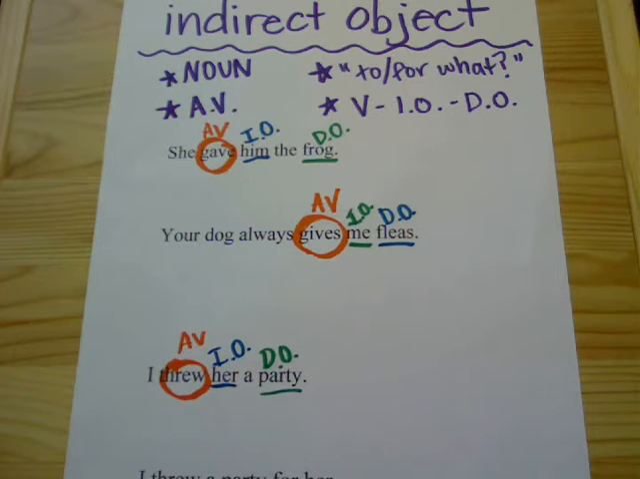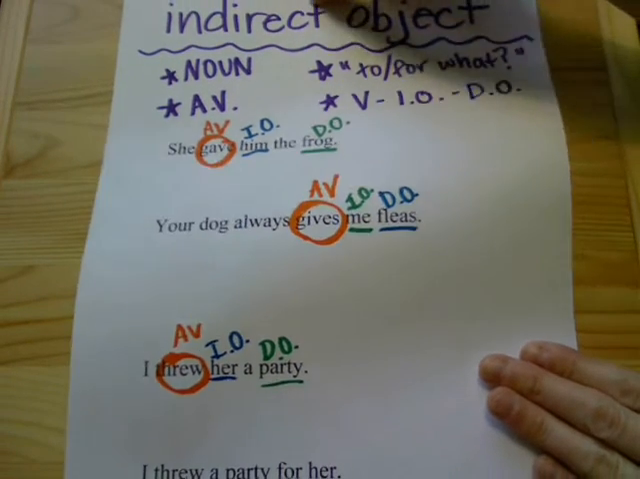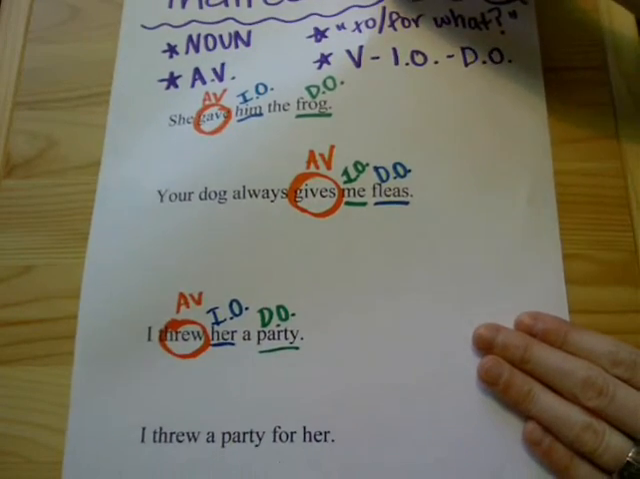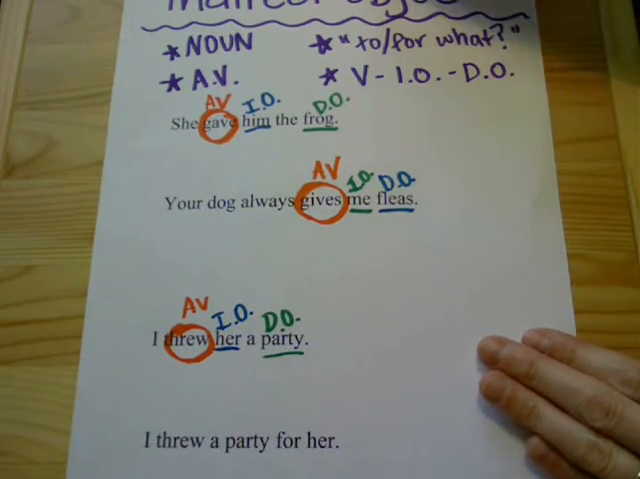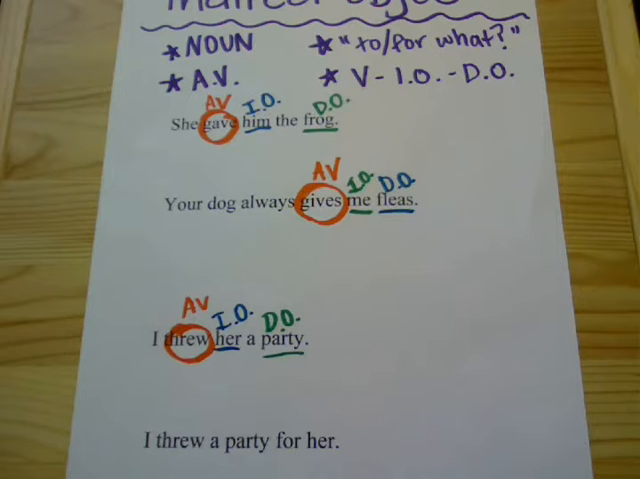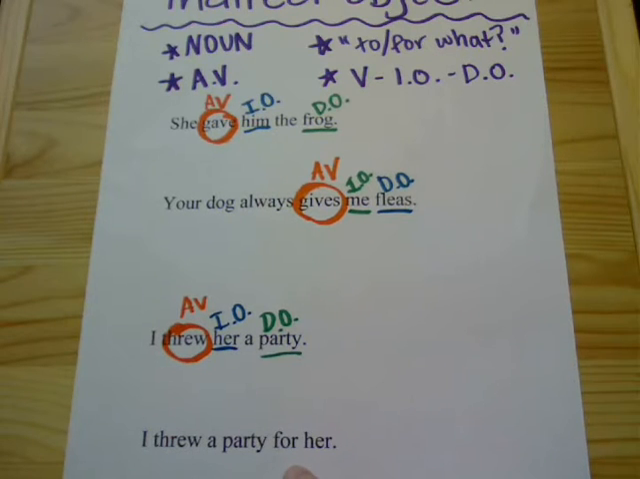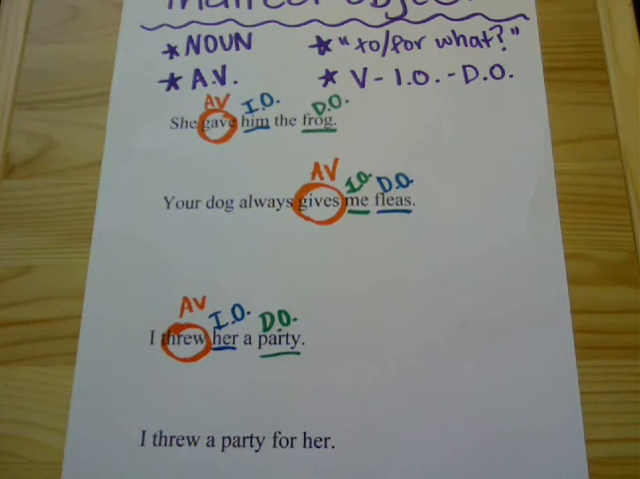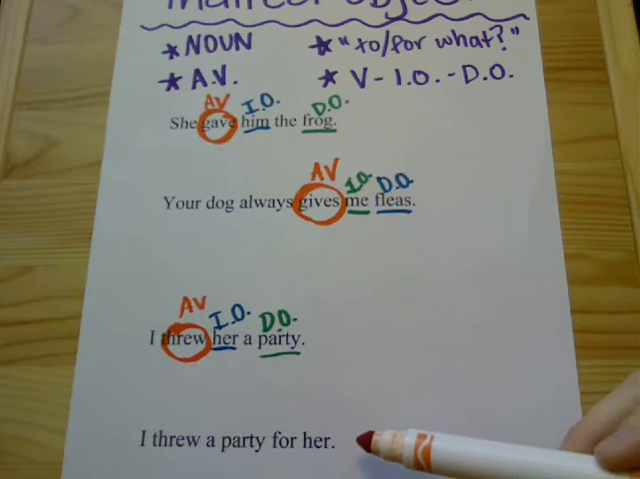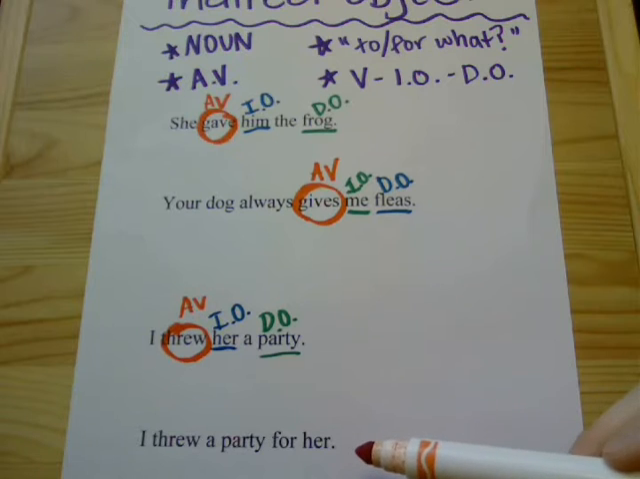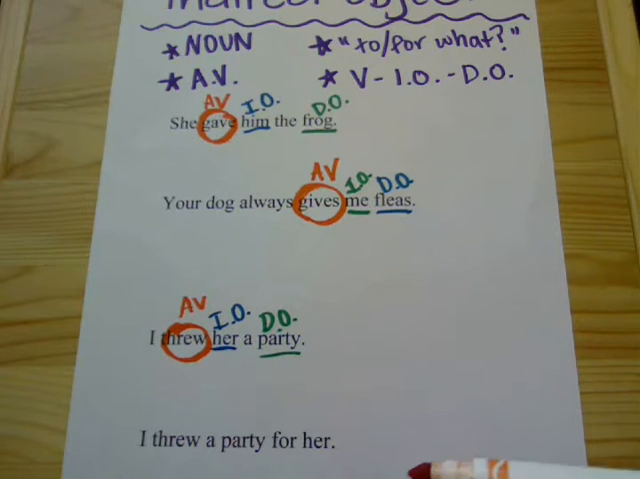Okay, now I'm going to show a kind of tricky one. There's a little trick in terms of figuring out the indirect object when the sentence actually has a preposition in it, like this. So it's similar to the sentence, I threw her a party, but instead we have, I threw a party for her. It pretty much means the same thing, right? It does mean the same thing, but in this sentence, we don't have an indirect object, and I'll show you why.